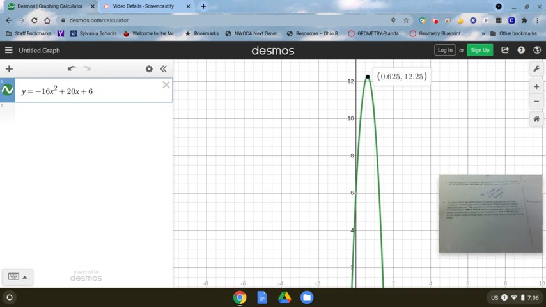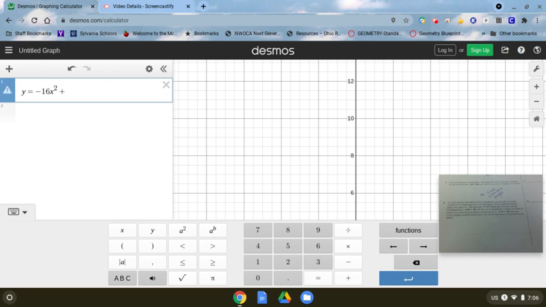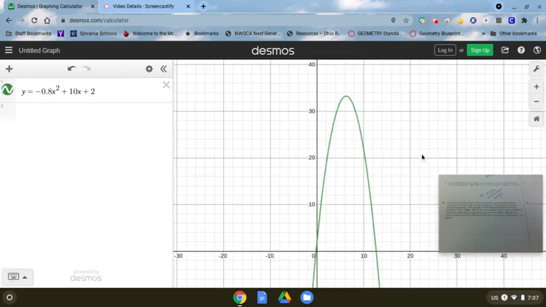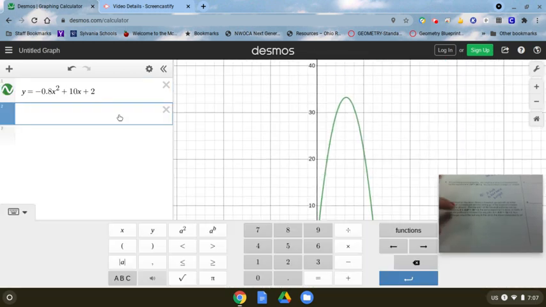Okay, so let's type in both of these. So negative 16x squared. Oh no, sorry, the moon has a different one. All right, negative 0.8x squared plus 10x plus 2. Okay, so there's that one. I'm going to zoom out just a little bit so I can see the whole thing. So remember, that first one is on the moon, and let's do the Earth.